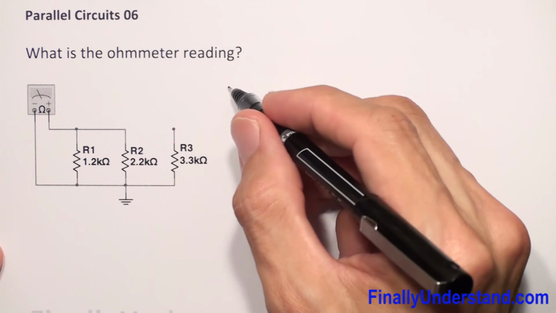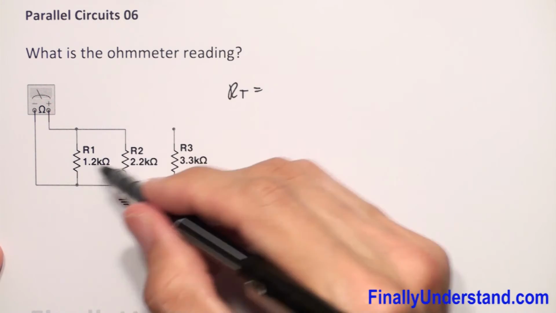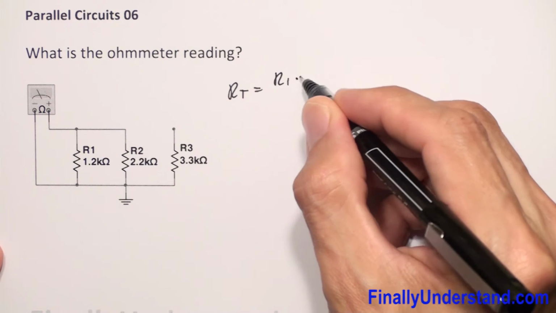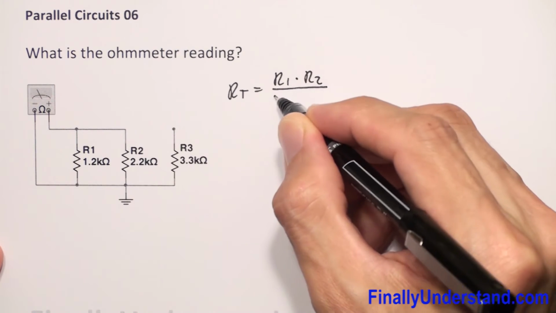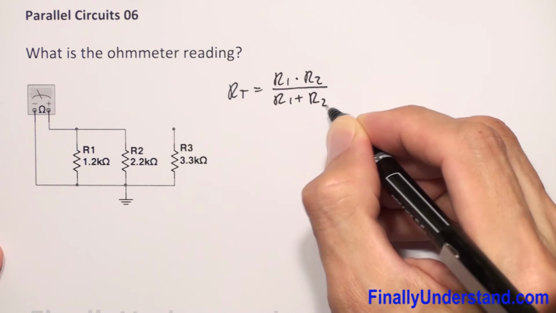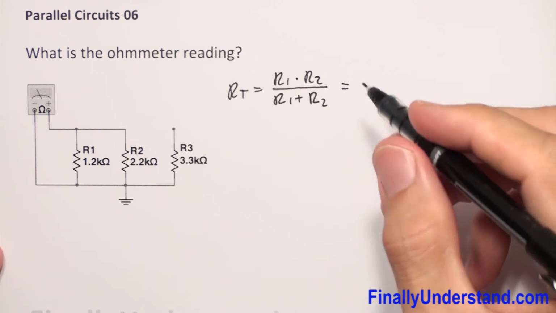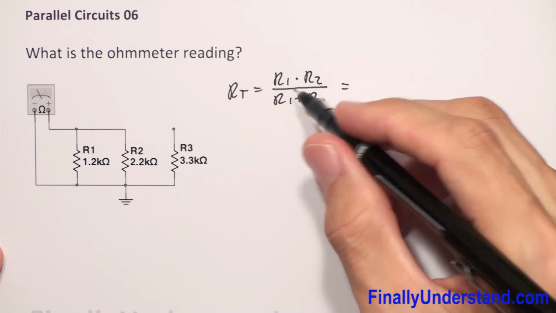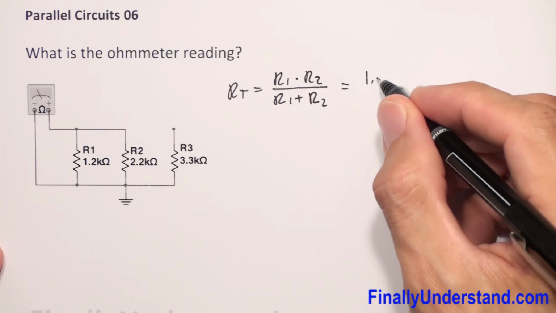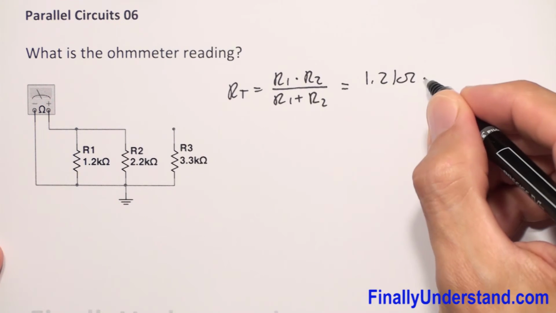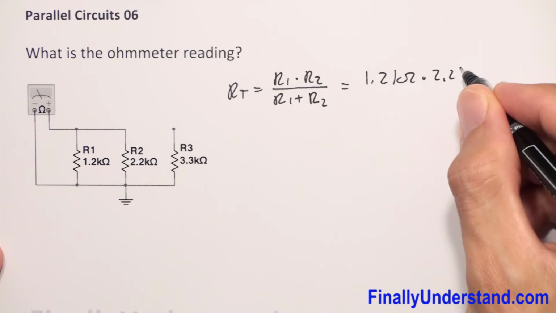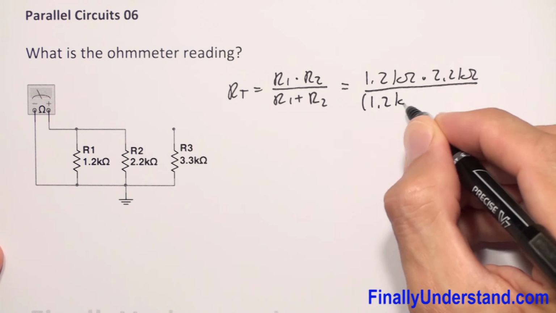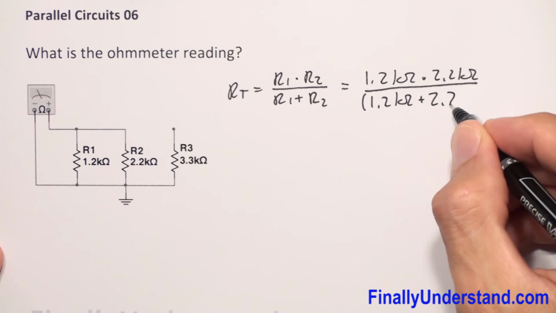So my total resistance is equal, because I have just 2 resistors, I'm going to use the formula which is called product over the sum. So I have R1 times R2 over R1 plus R2. This is the formula which allows me to calculate the total resistance of 2 resistors only. So my R1 is equal to 1.2 kilo ohms times R2, which is equal to 2.2 kilo ohms, over 1.2 kilo ohms plus 2.2 kilo ohms.